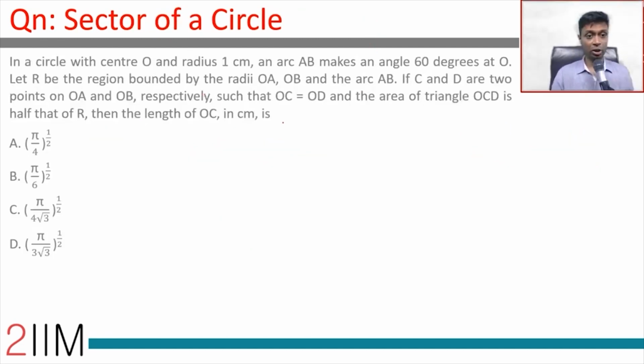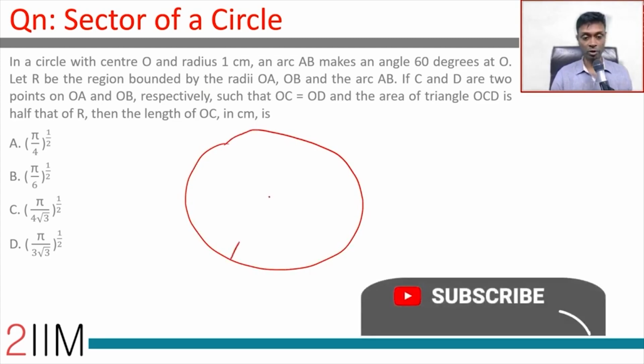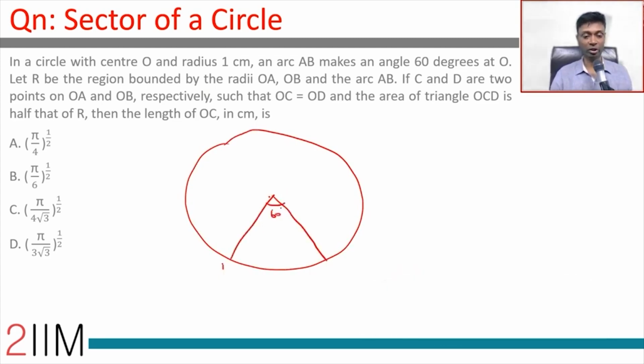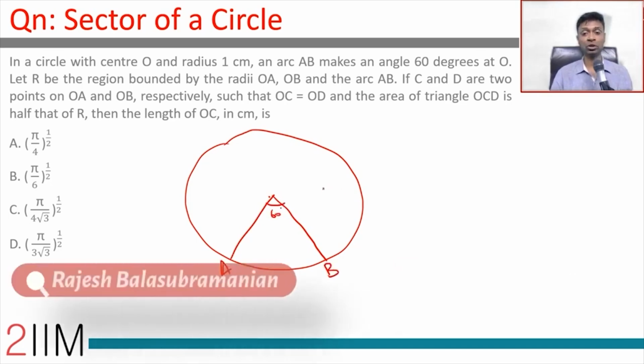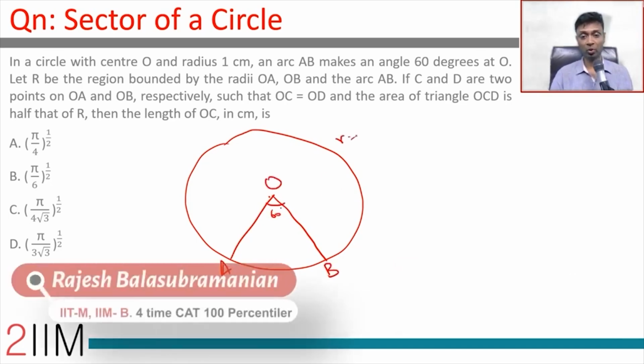Sector of a circle. In a circle with center O and radius 1 centimeter, an arc AB makes an angle of 60 degrees at O. I always like these 60-degree angles. Makes my heart go warm and fuzzy. So 60 degrees. So beautiful, 1/6 of a circle. AB here. Center O, radius is 1 centimeter.